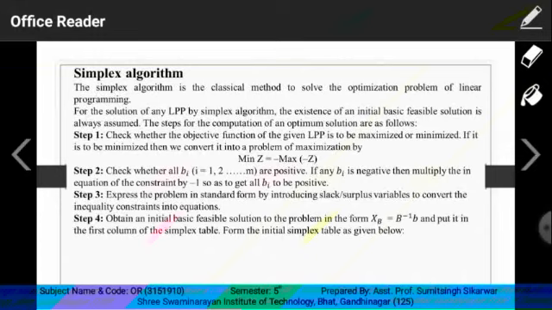In our step 3, we will express the problem in a standard form by introducing slack or surplus variables, whichever may be the case, to convert the inequality constraints into equations. We will obtain the basic feasible solution to the problem in the form of xb is equal to inverse of b into b, and will put all these equations in a table.